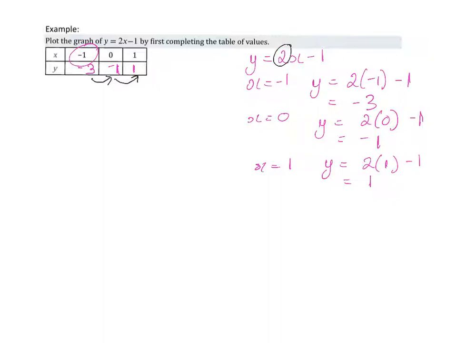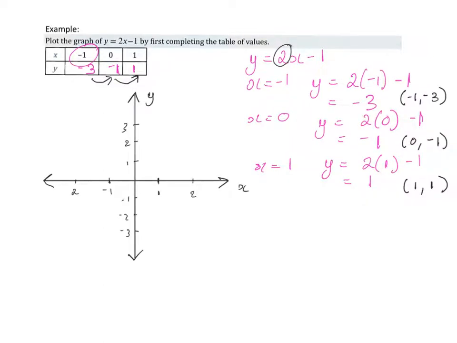The other thing, if I was going to write these as coordinates, I write my x value first, which is minus 1, and my y value was minus 3. Over here, my x value was 0, my y value was minus 1. For this one, x was equal to 1, y was equal to 1. So they are the 3 coordinates that I found to help me now plot this graph.